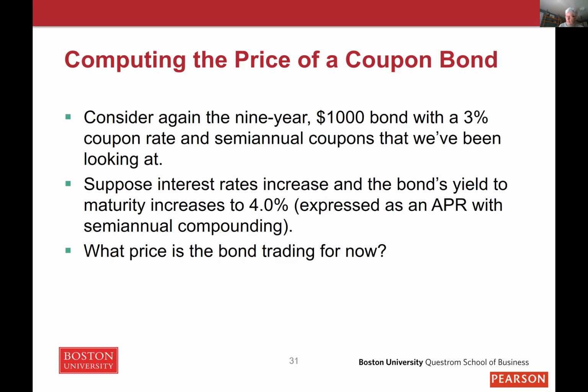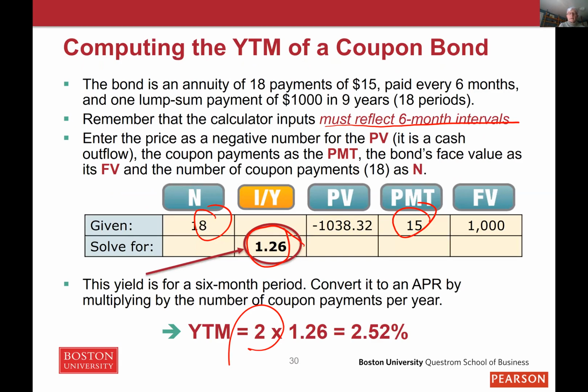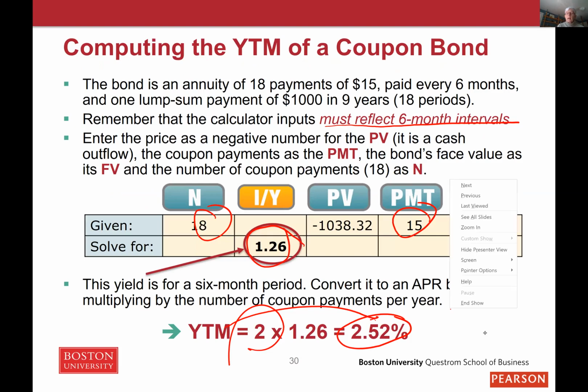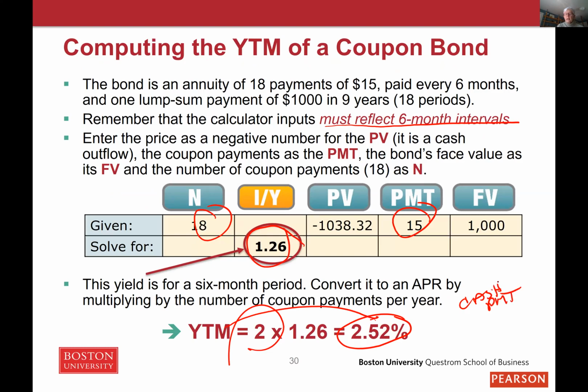In the last problem, we had a yield to maturity of 2.52%, and the cash payment that we received every year was based on a 3% coupon rate. So we were getting cash that was higher than the market required. And the result was that our price was higher than the face value.